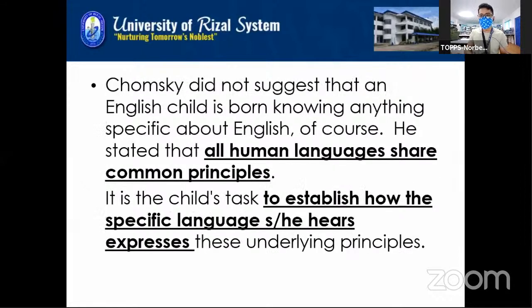So Chomsky did not suggest that an English child is born knowing anything specific about English. Ito yung sinasabi ko sa inyo nung nakaraang semester when we discuss about language, di ba? Hindi porke ang magulang mo, both your parents, let's say American, pagkapanganak mo pa lang, parang natural na sa iyo na magsasalita ka ng Ingles.